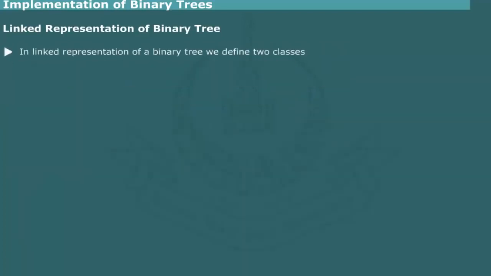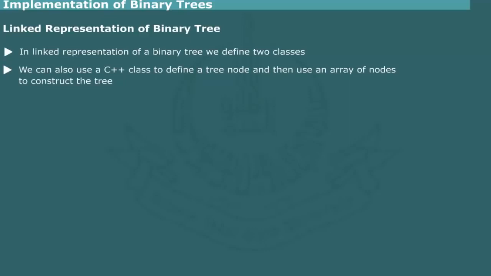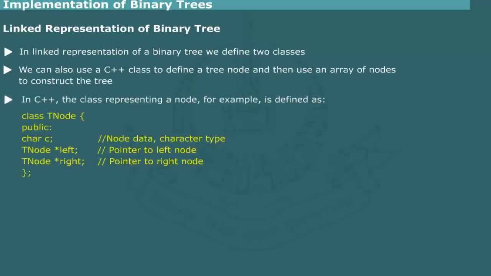For linked representation, we define two classes, one for the node and the other for the tree structure and its associated methods. In C++, the class representing a node is defined as: it contains node data of character type. Left is a pointer to the left node. Right is a pointer to the right node. The structure of a class representing the tree would depend on the type of binary tree and its associated operations.